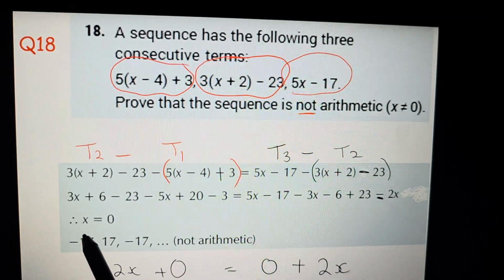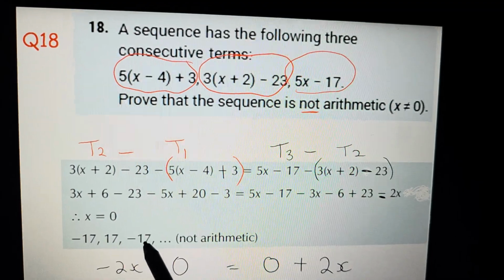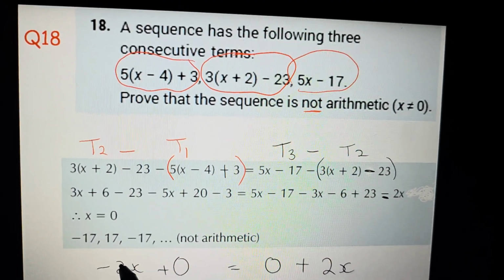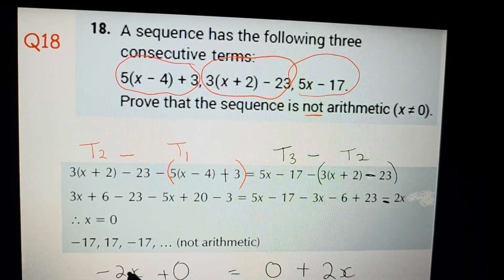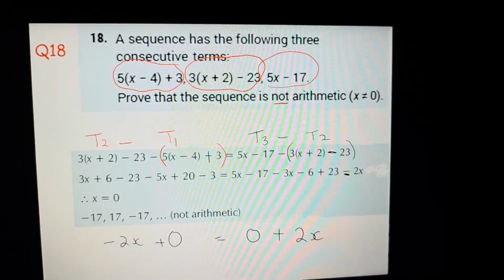To go from a minus 17 up to a 17, you've gone up 34 units. To go from a 17 down to a minus 17, you've gone down 34 units. So you haven't gone up by the same amount each time. It's going up and then it's going down. Okay, so therefore it is not arithmetic.